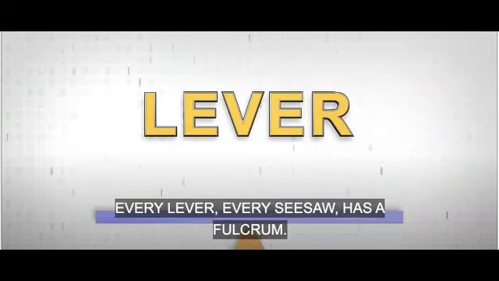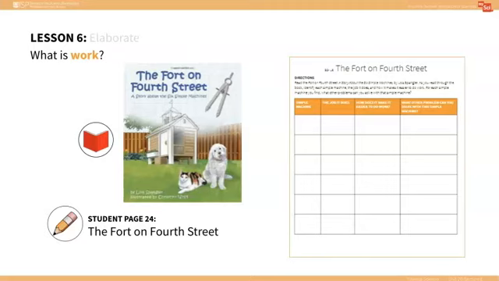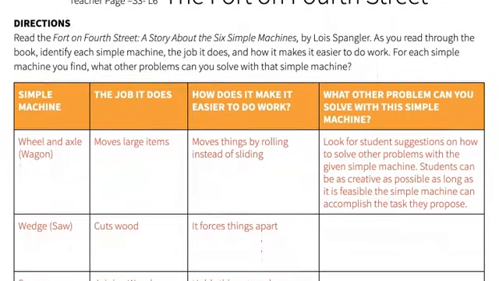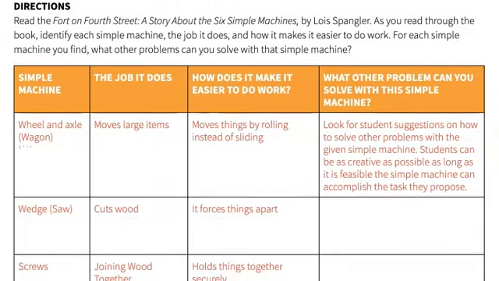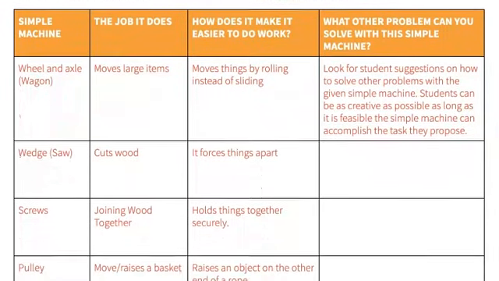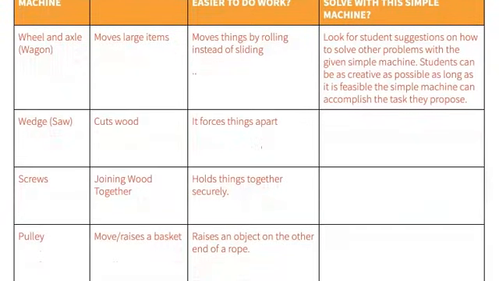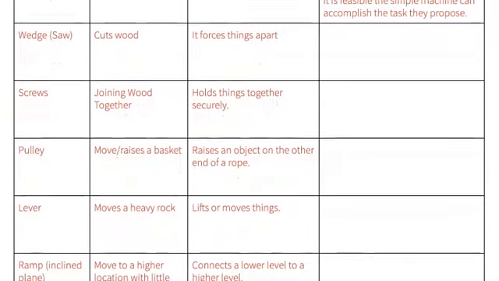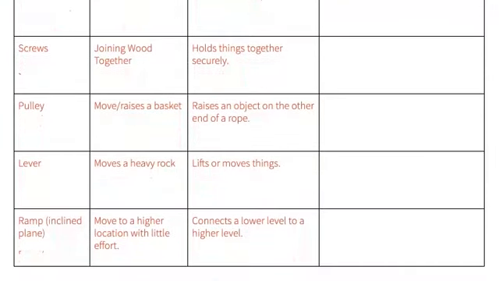pulley, and wedge. In the Elaborate portion of this lesson, each group of students should get a copy of the book, The Fort on 4th Street, a story about the 6 simple machines. Have them take turns reading about the different simple machines. There is a new simple machine described every 2 pages. As they read the book, have students record the simple machines they read about on their handout, The Fort on 4th Street. Having them complete the first 2 columns, simple machine and the job it does. Guidance for this can be found in the teacher pages.